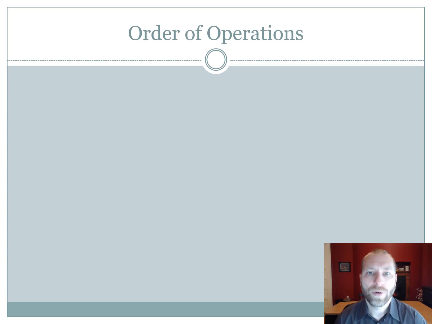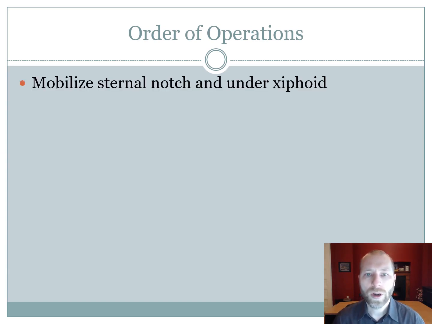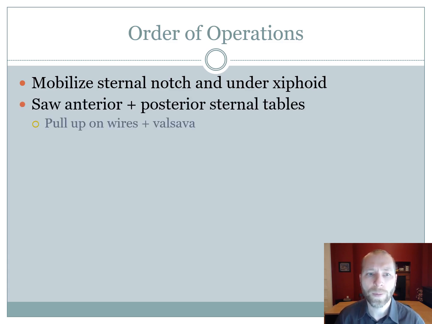Here's the order of operations that I use for redo cardiac surgery. Number one, I make a larger incision than I do on a first-time operation, and I want to expose the sternal notch and the xiphoid so that I can mobilize the sternal notch with cautery, and also I want to come up under the xiphoid, usually with a pair of curved Mayos and my finger, to dissect up as far as I can under the xiphoid to free the right ventricle off the back of the sternum.